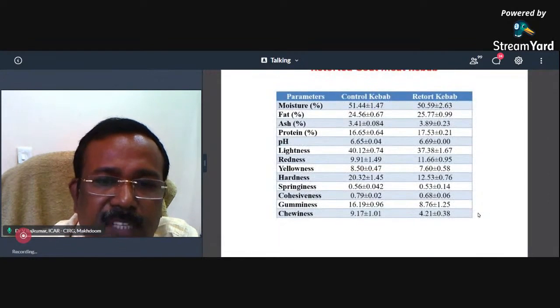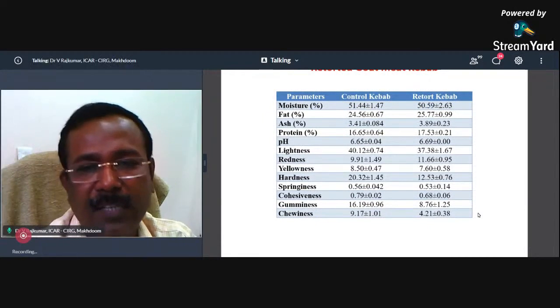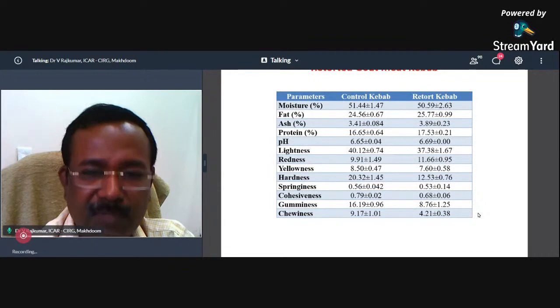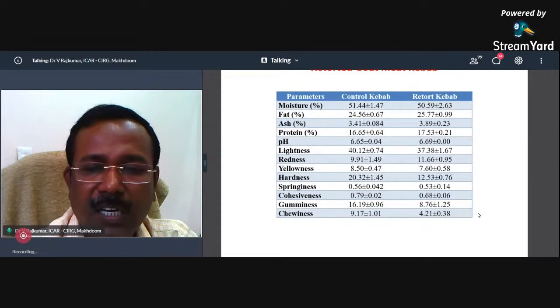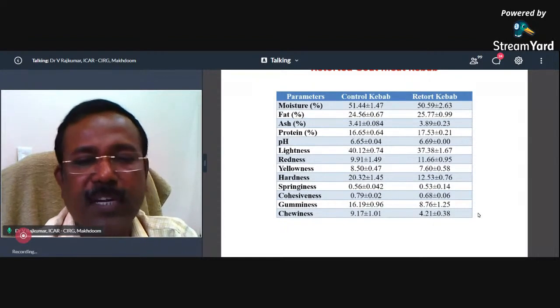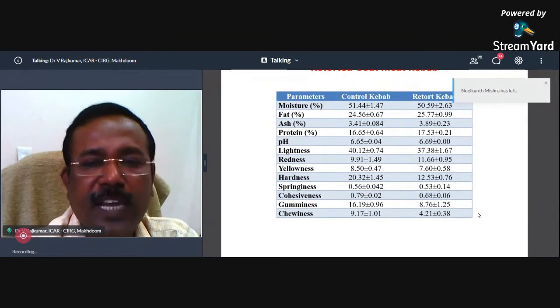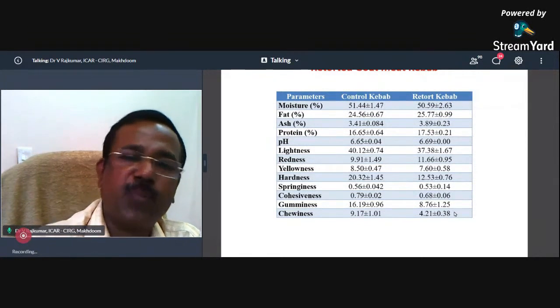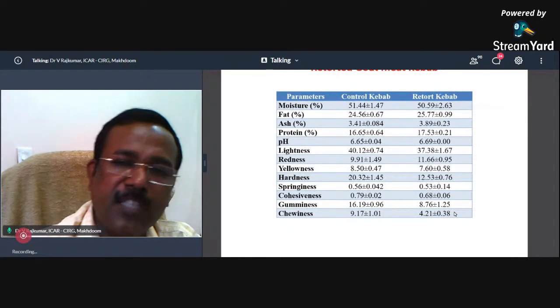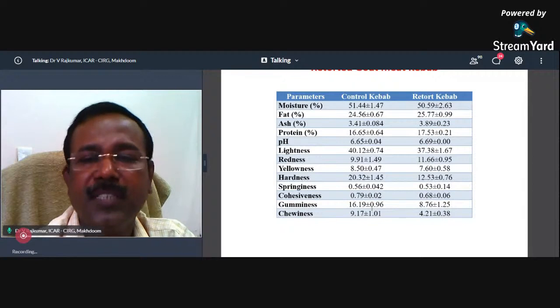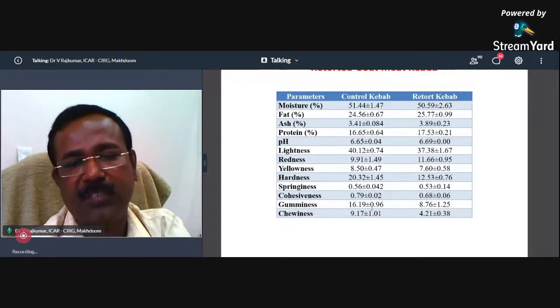Similarly, goat meat kebab. What I want to show here is that all traditional products can also be preserved using retort processing. We have tried kebab too, and it is now stable at room temperature in retort pouches. For 3 months we kept it, and almost all the data were positive. Those who want to have this type of product, even traditional products, in the market can use this technology for marketing their products.